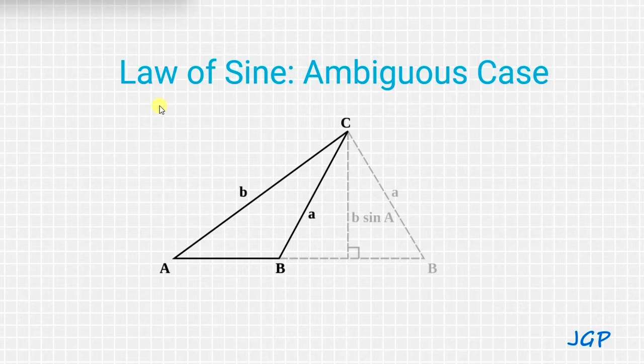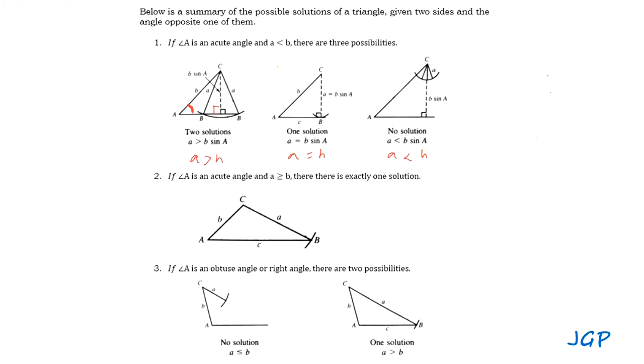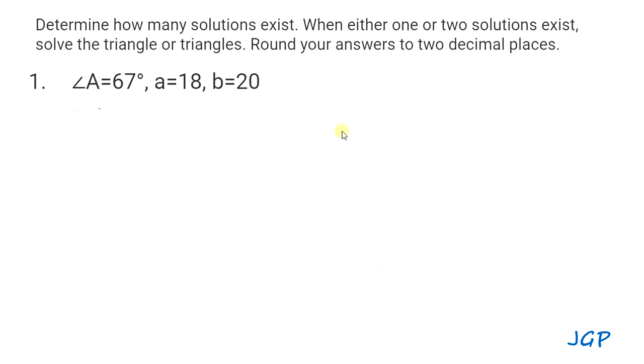Let's have law of sines, ambiguous case. If you are given two sides and an angle opposite to one of the two sides, you can use law of sines ambiguous case. And first, you need to know how many possible solutions of a triangle will exist. Ayan, kailangan alam mo muna yung three cases na 'to, paano humanap ng ilang solution na mag-i-exist. And after that, kapag magaling ka na dyan, you can now solve for the triangle or the triangles.